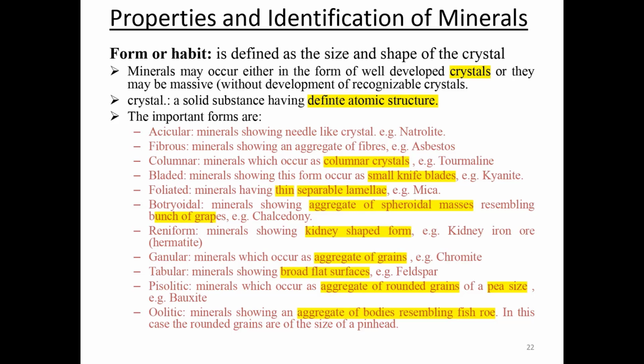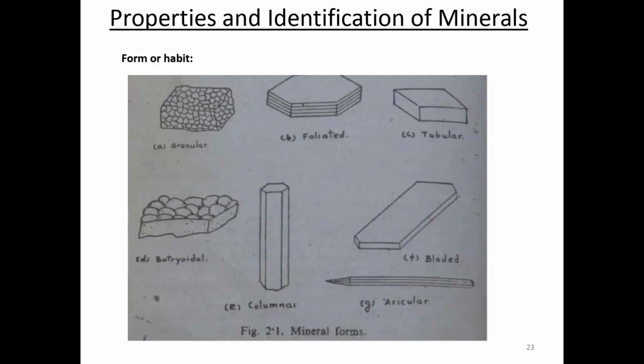Granular, minerals which occur as an aggregate of grains, for example, chromite. Tabular, minerals showing broad flat surfaces, for example, feldspar. Pisolitic, minerals which occur as an aggregate of rounded grains of pea size, for example, bauxite. Oolitic, minerals showing an aggregate of bodies resembling fish roe, where the rounded grains are the size of a pinhead.